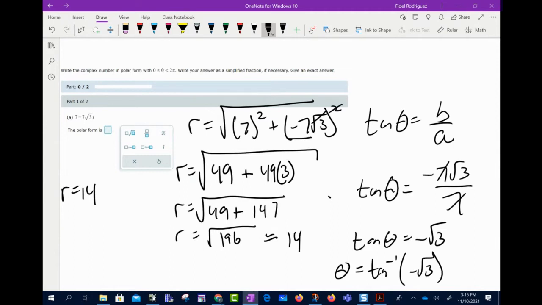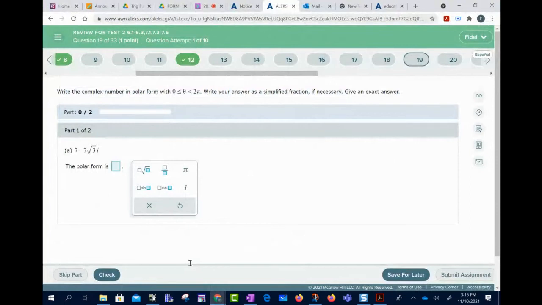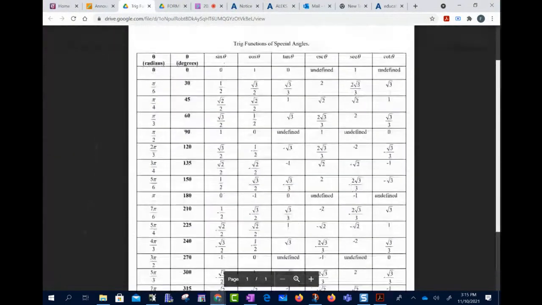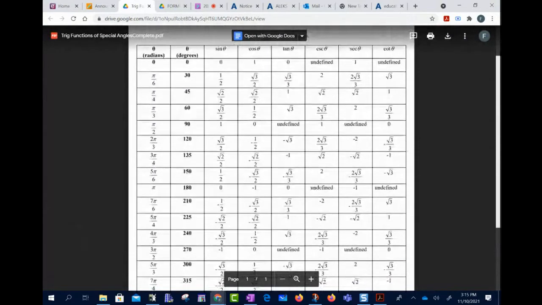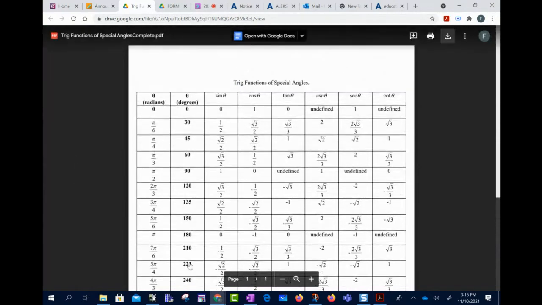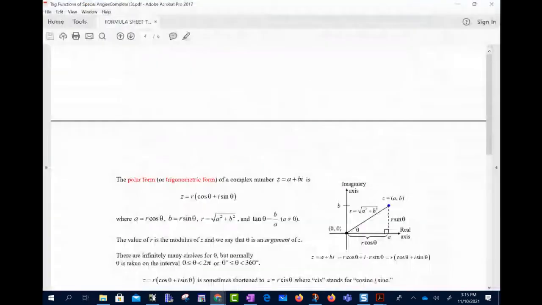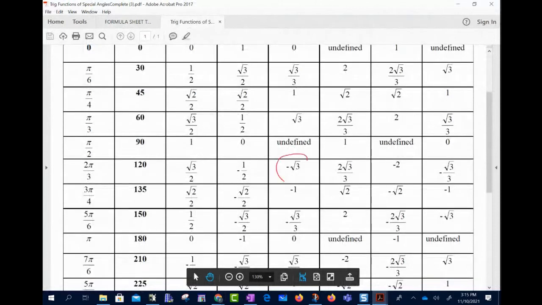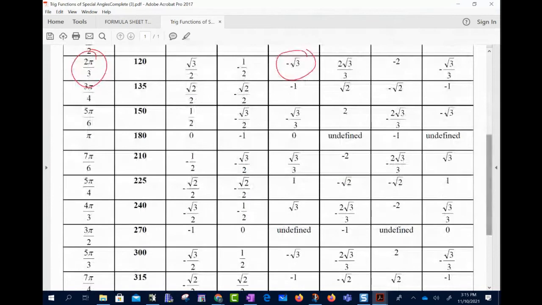So y'all, first thing I'm going to do, I'm going to come back to my trig functions right here. And we said the tangent is equal to the negative square root of 3. So I want you to look at that chart here, y'all. Let me see if I can open this in here we go. Okay, so look, I got a value right here. So it's either 2 pi over 3, or I have another one over here, which is 5 pi over 3.